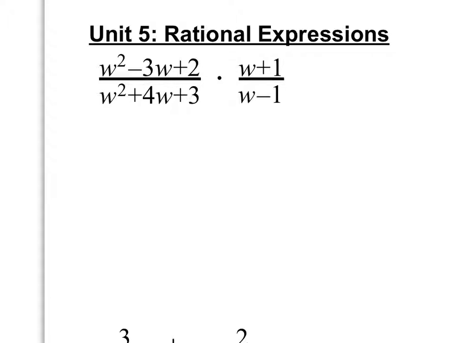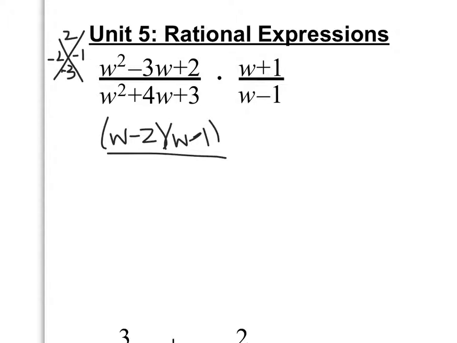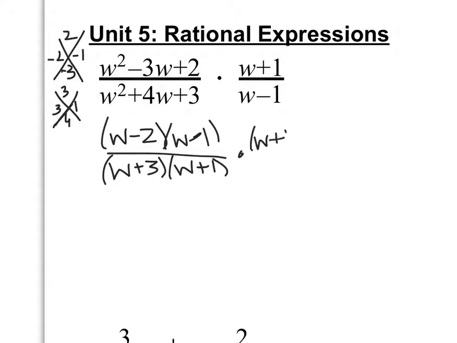So this first problem, we can factor what multiplies to 2 and adds to -3 would be -2 and -1. So w minus 2 times w minus 1 over, back to the bottom, what multiplies to 3 and adds to 4, which is 3 and 1. So w plus 3, w plus 1. And I'm just going to copy down what else I had.